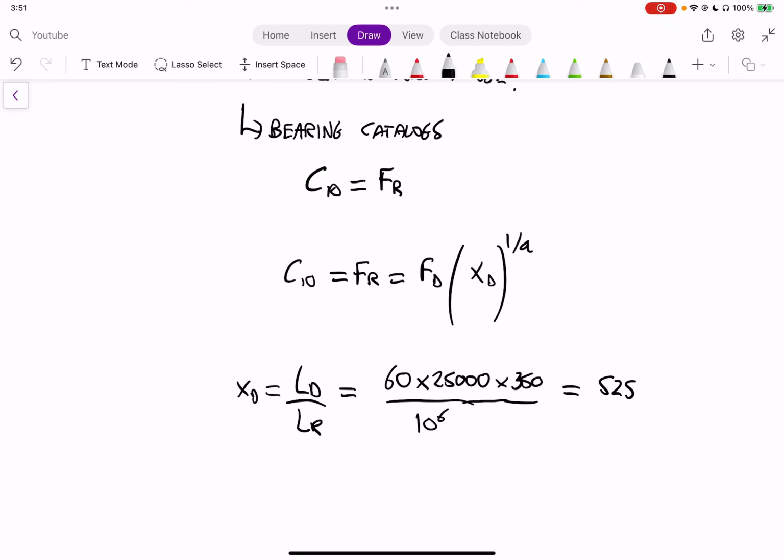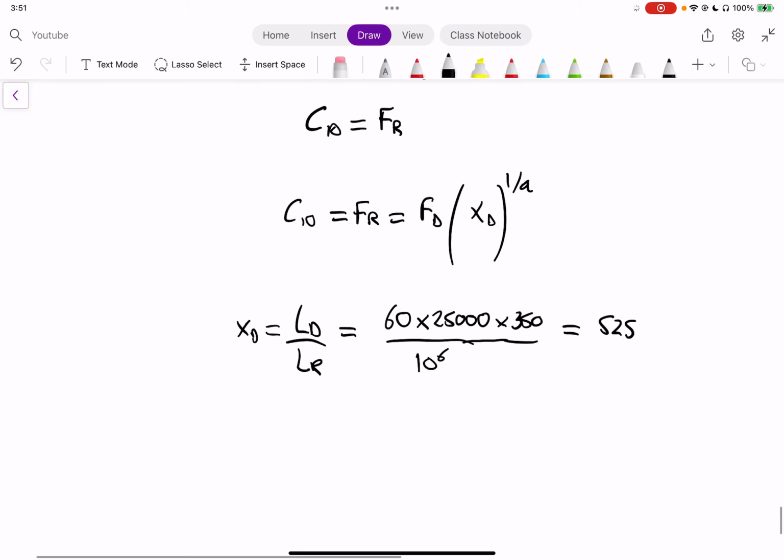Okay? And that means that since I want it to last 525 times more than its rating at 10 to the 6, I need a bearing that will withstand a much higher force probably, since it's only tested for 10 to the 6 revolutions and not 525 times 10 to the 6.